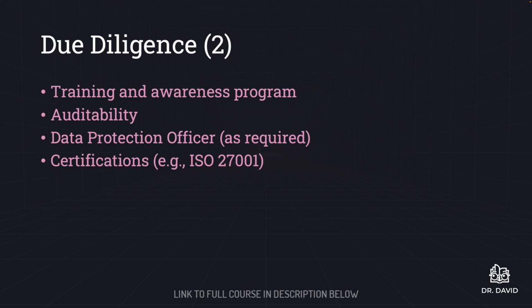If you fall under the jurisdiction of the GDPR, of course, we want to make sure that we have a data protection officer assigned as required. And finally, you may consider any certifications that the organization has. Again, certifications like ISO 27001 demonstrate that an organization has met a certain standard of privacy or security requirements.